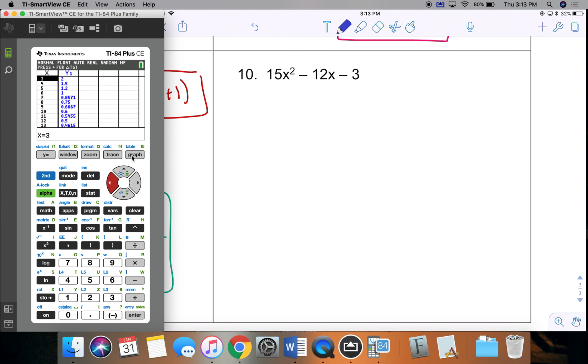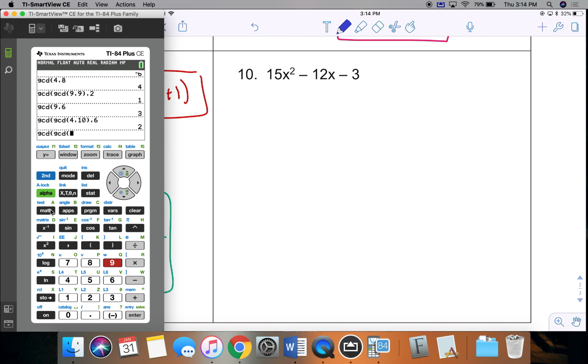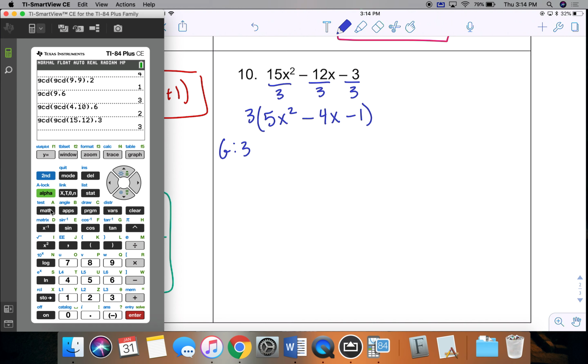Problem 10. I don't have 2 terms here, so I'm going to check for a GCF, and you should check for a GCF with 2 terms. I'm just knowing that I'm not looking for a difference of squares. So 15, 12, and 3 do share a 3, so I'm going to divide out a 3. 15 divided by 3 is 5. 12 divided by 3 is 4. 3 divided by 3 is 1.